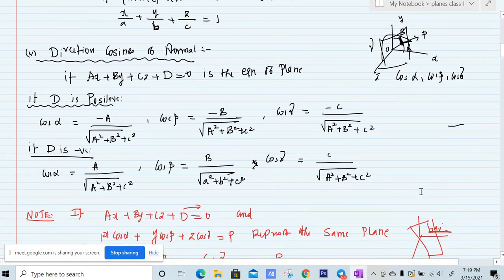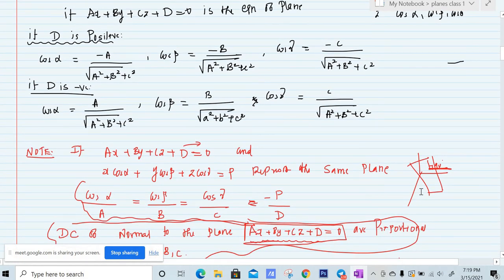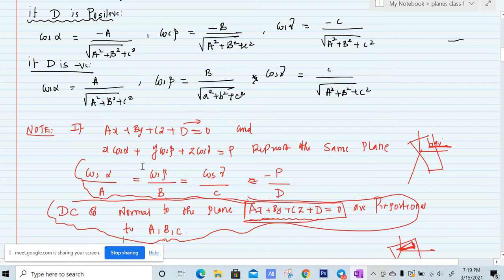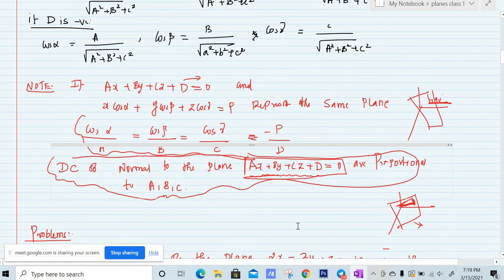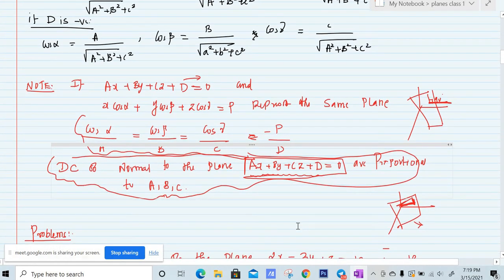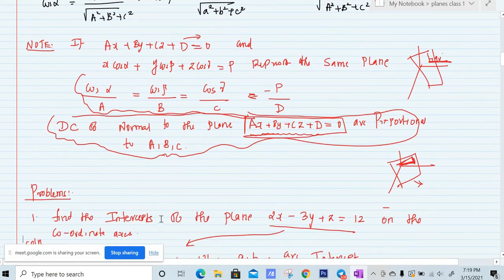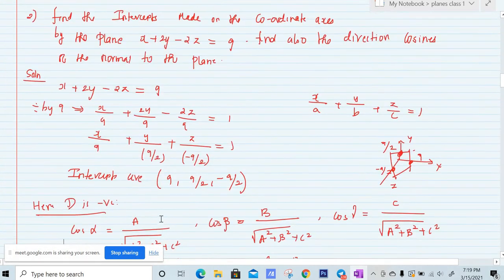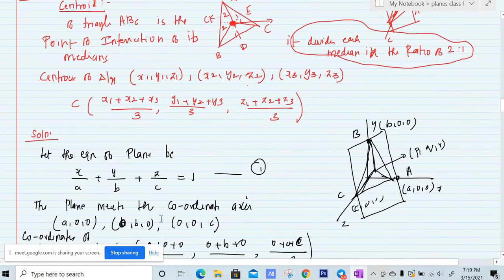So based on these 5 definitions, the very important thing is if ax plus by plus cz plus d is equal to 0 and x cos alpha plus y cos beta plus z cos gamma is equal to p represent the same plane, right? That is, if the normal form and this plane represent the same plane, then they are proportional. That is, the direction cosines of the normal to the plane ax plus by plus cz plus d is equal to 0 are proportional to a, b, c. So very important note that we come across in problems. And then we have seen some problems based on these 5 concepts. So just recall yesterday's notes.